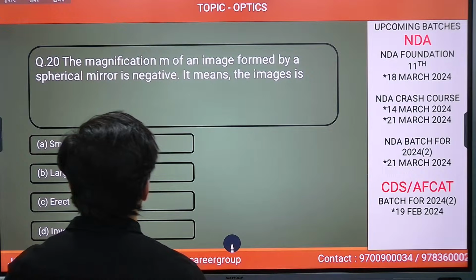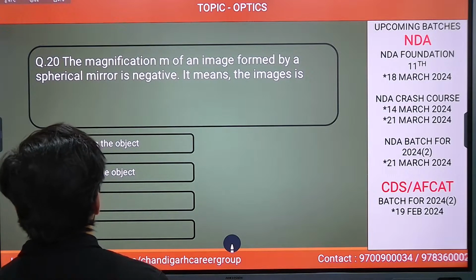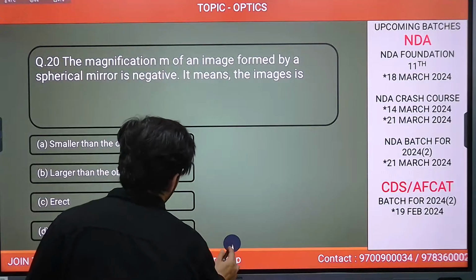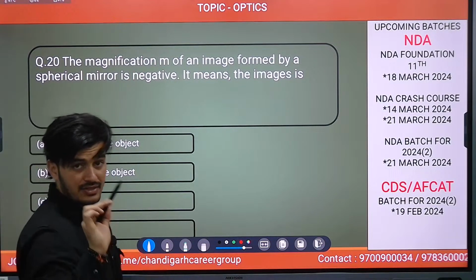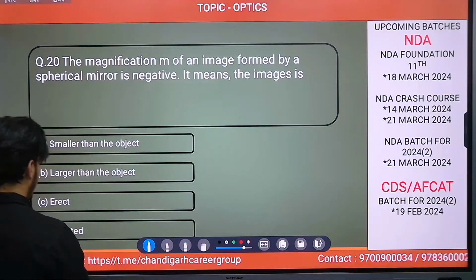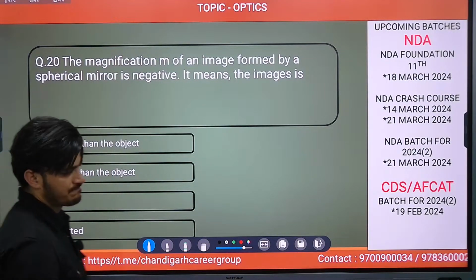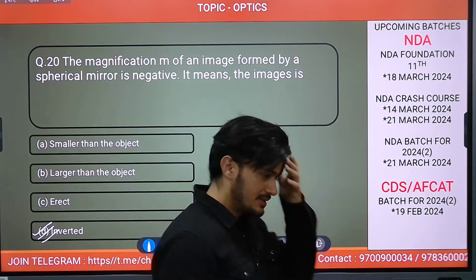The magnification of an image formed by a spherical mirror is negative. It means the image is inverted. Negative का मतलब होता है real and inverted, positive का मतलब होता है virtual and direct. ठीक है. नेगेटिव है तो इन्वर्टेड.